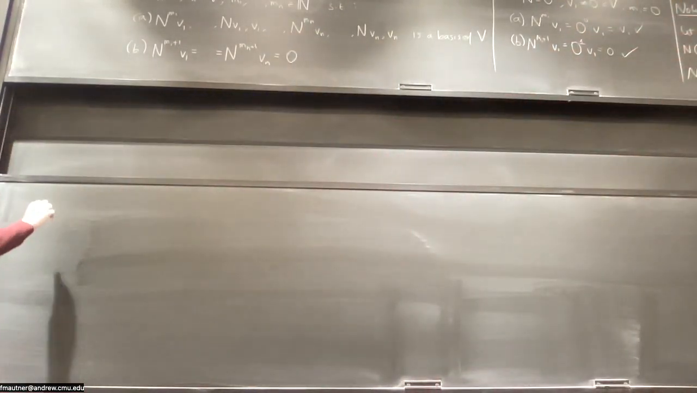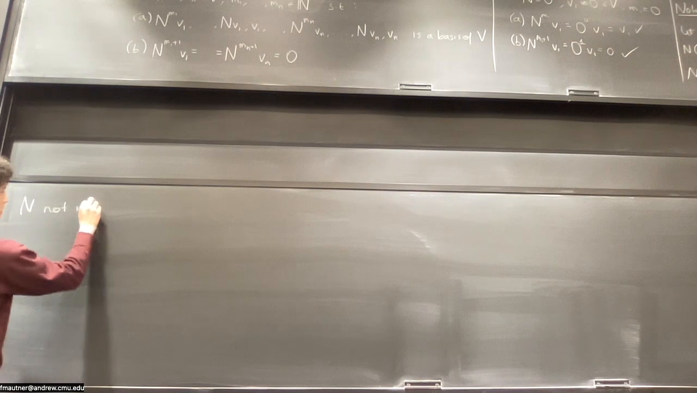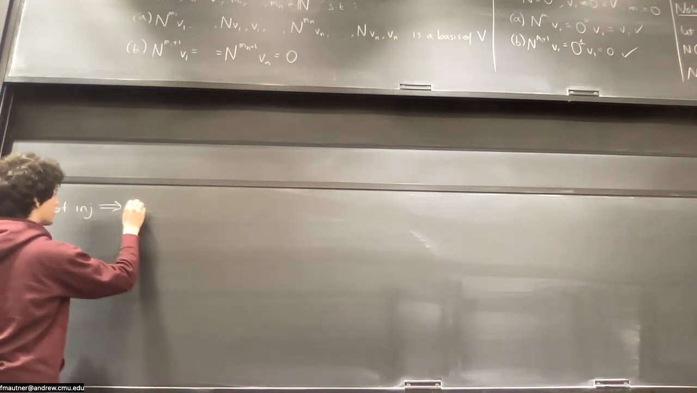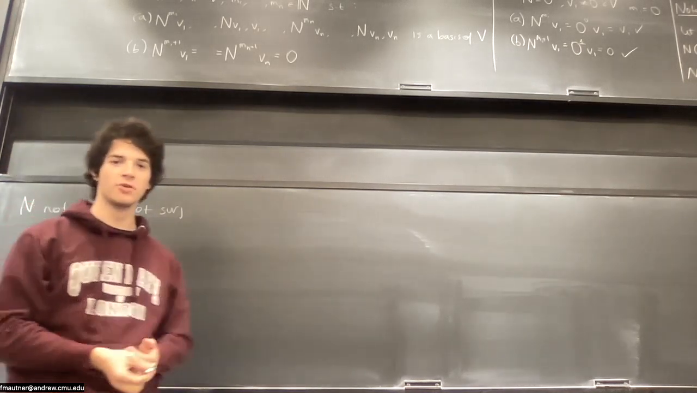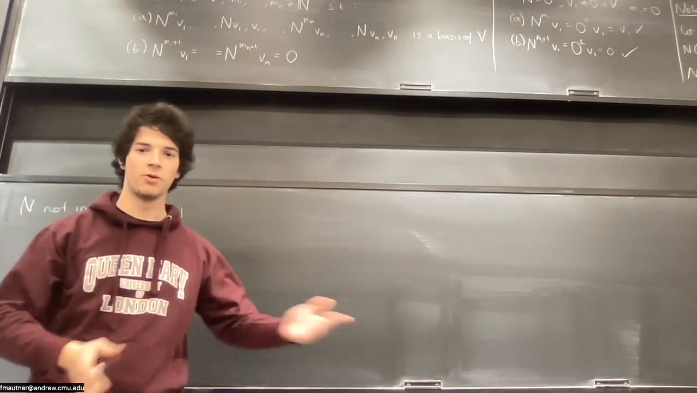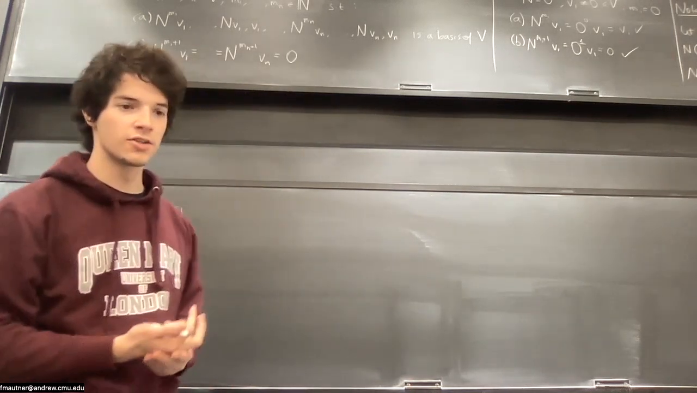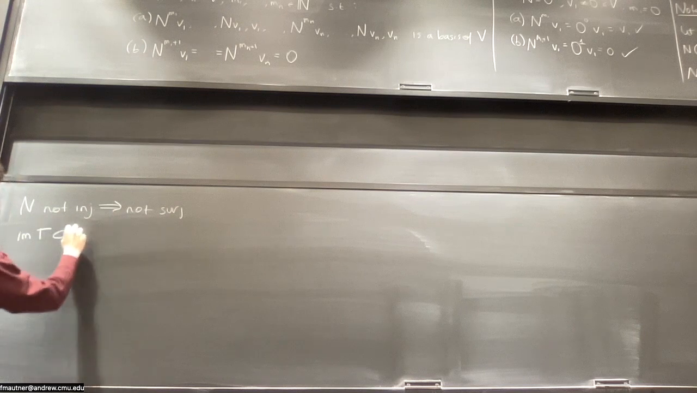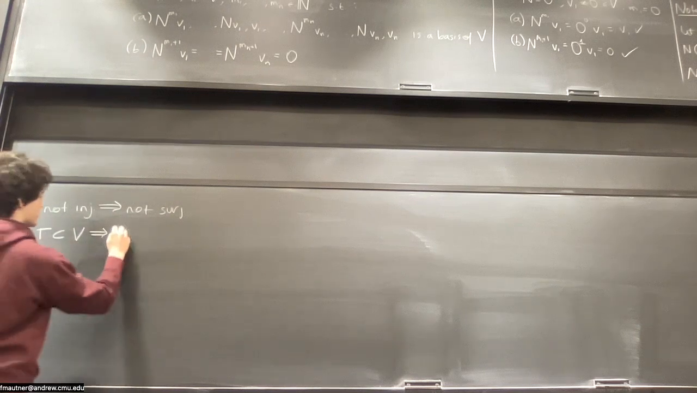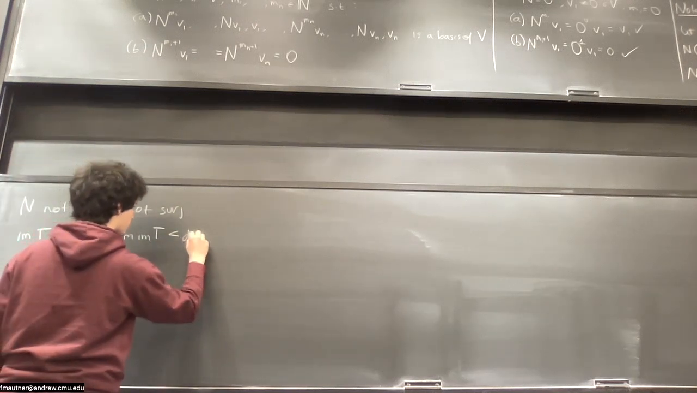So what we have is that n is not injective, which implies it is not surjective, because V is finite dimensional. If we have an injective linear transformation from V to itself, it has to be surjective. It's one of the first things we looked at in the course. And so the image of N is a strict subspace of V, and that tells us that the dimension of the image is strictly less than the dimension of V.